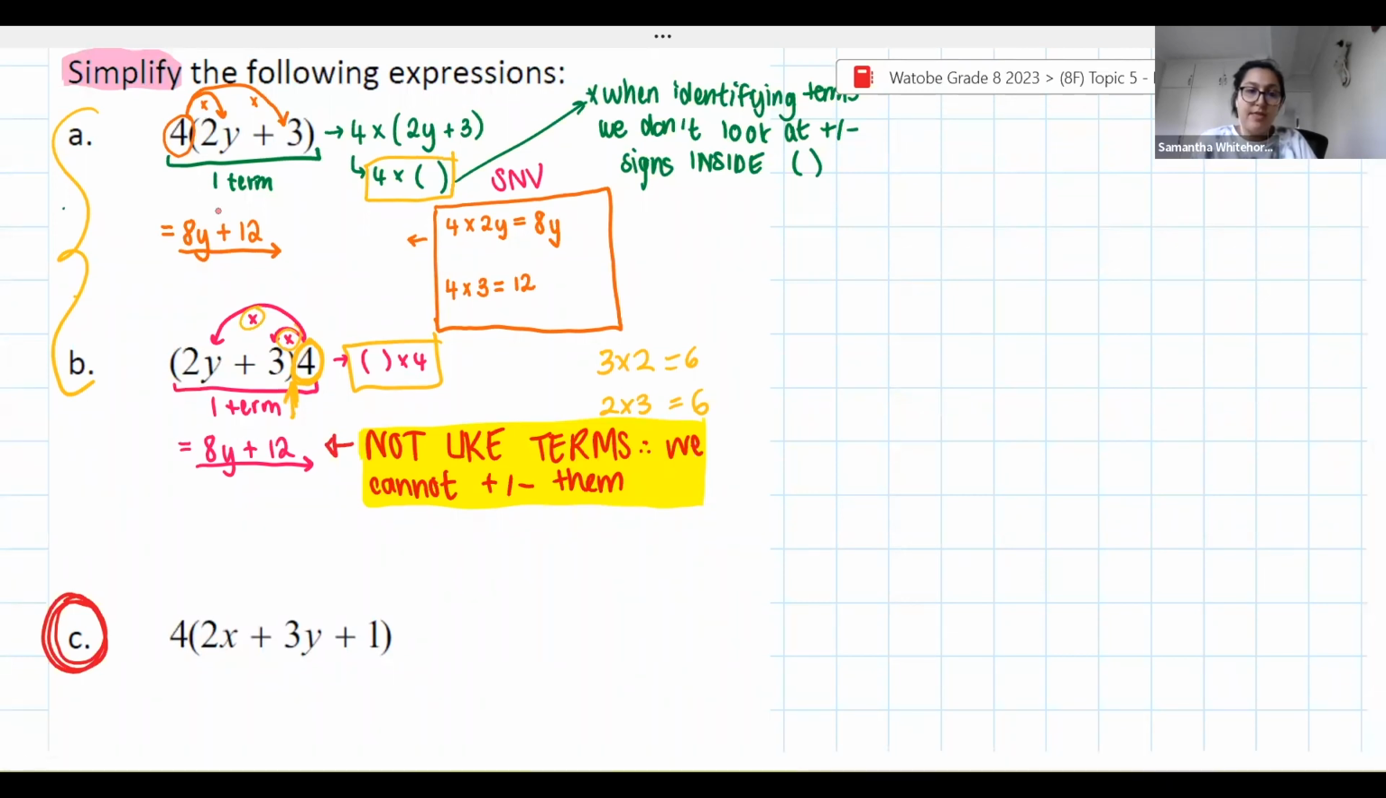So remember, think about what that 4 in front of the bracket means. Look at the examples that we did in A and B, see what we did with the 4 in front of the bracket, and follow that method.